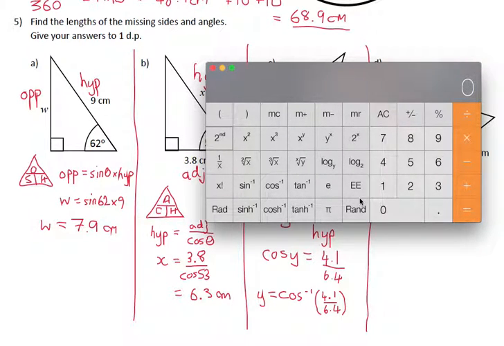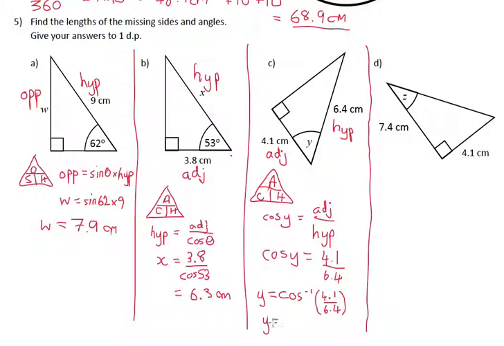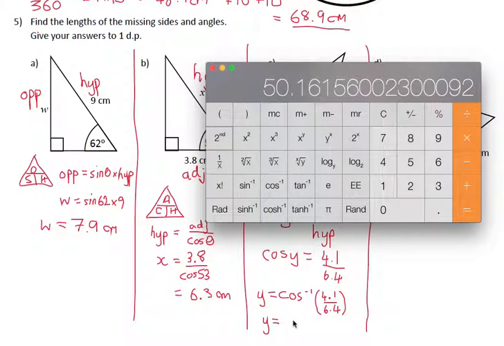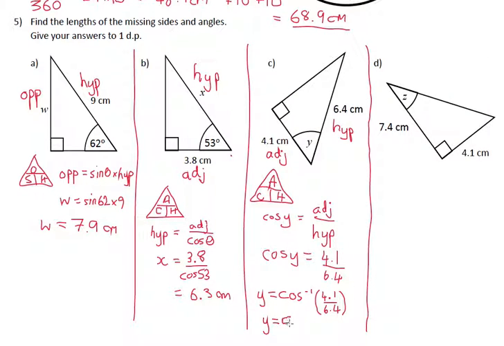Now I've got to put my ratio in first. Divided by 6.4. Okay, and then I've got to do the inverse cos of that. And my angle is 50.2 to 1 decimal place. And it's an angle this time, so it's measured in degrees.